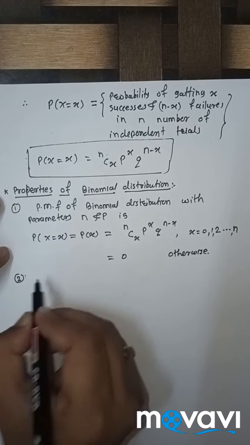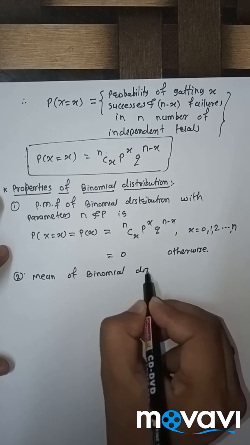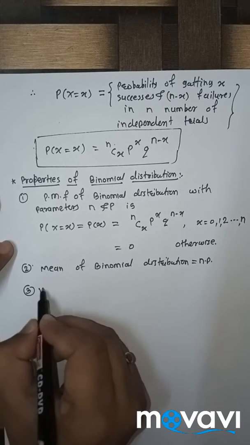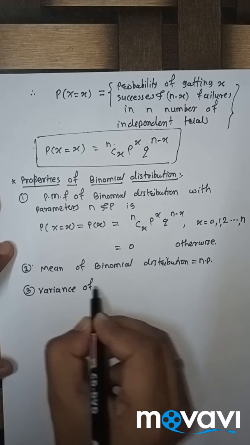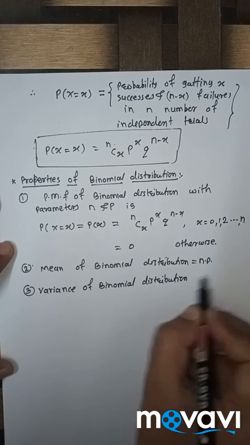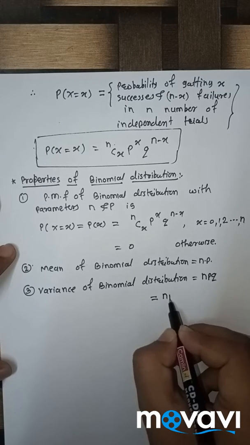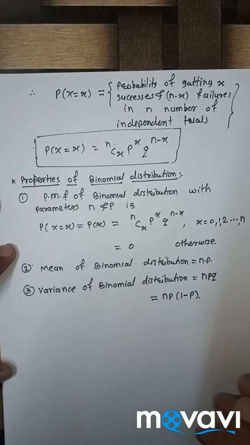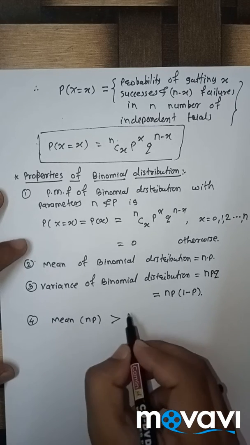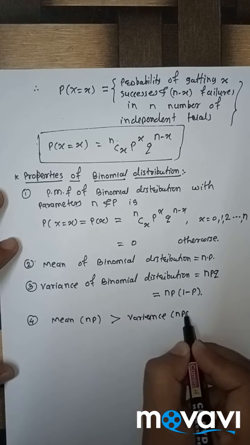Then second property, mean of binomial distribution is n into p. Next, third property, variance of binomial distribution is npq, or we can write this as n into p into q. Value of q is 1 minus p. Fourth property, mean np of binomial distribution is always greater than variance npq.